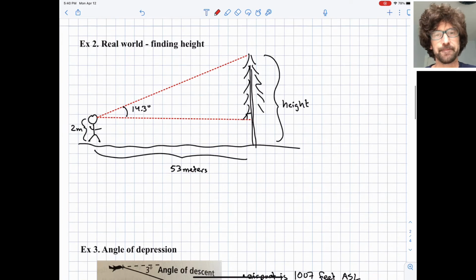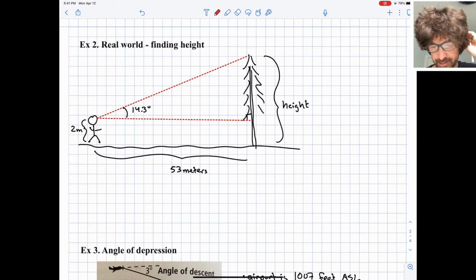Let's actually apply it, okay? If you're understanding right triangle trigonometry, there's nothing new with this problem. It's just applying what we've done. And in this case, we're going to find the height of a tree, okay? So here you can see a 2-meter tall person, or maybe 2-meter height to their eye level, is standing 53 meters away from a tree. And then the angle of elevation is 14.3 degrees upwards to the top of the tree.